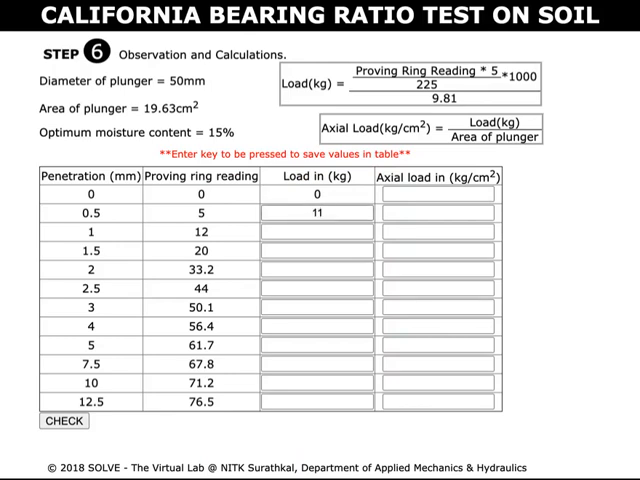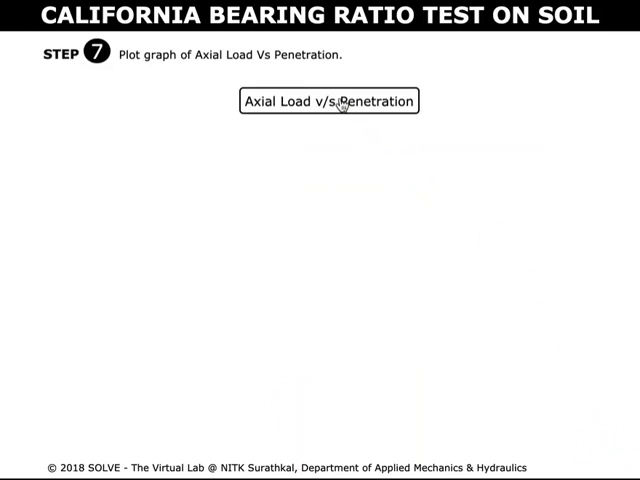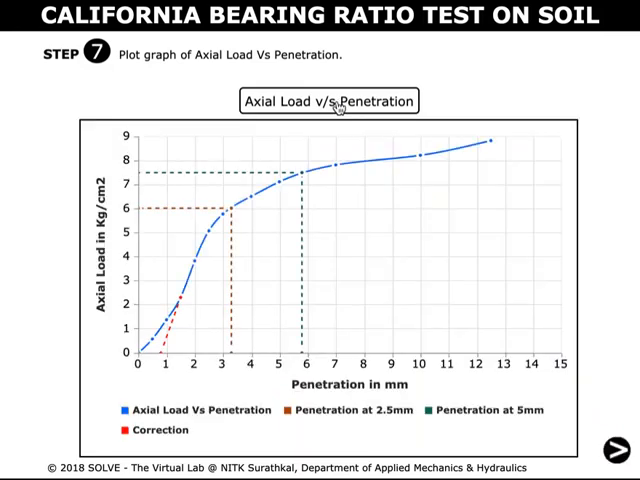Similarly, enter all the calculated load and actual load values. After entering all the results, click on check to check whether the results are right. Click on get correct answer to get the actual values. Click on this to view the plot of actual load versus penetration. Penetration at 2.5 mm and penetration at 5 mm can be noted.